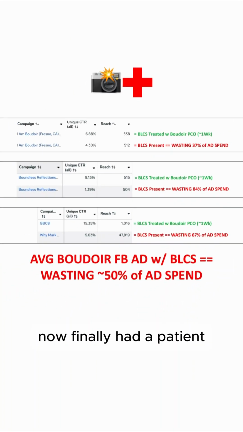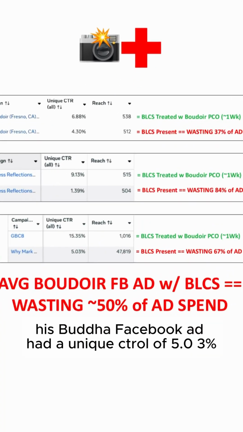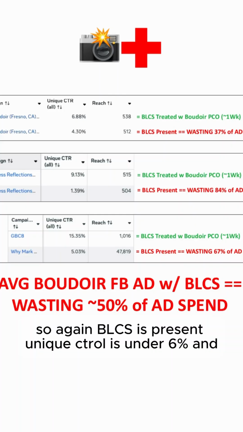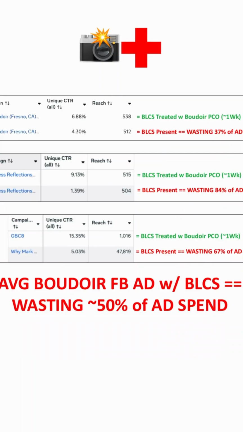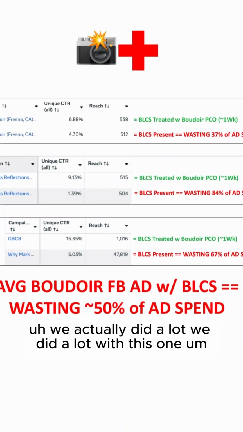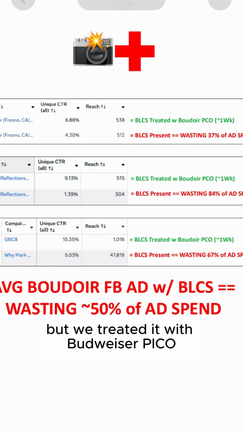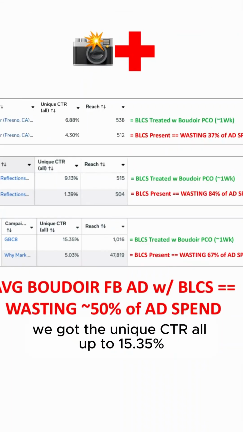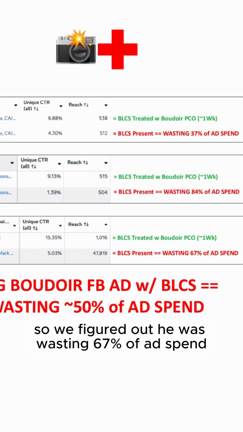Now, finally, had a patient whose Boudoir Facebook ad had a unique CTR of 5.03%. So again, BLCS is present. Unique CTR is under 6%. We did a lot with this one. We treated it with Boudoir Pico. Took about a week. We got the unique CTR up to 15.35%. So we figured out he was wasting 67% of ad spend.